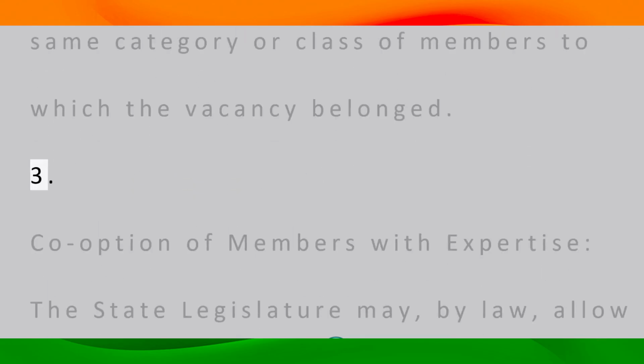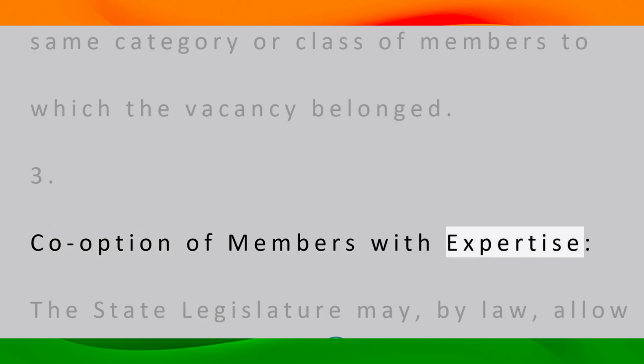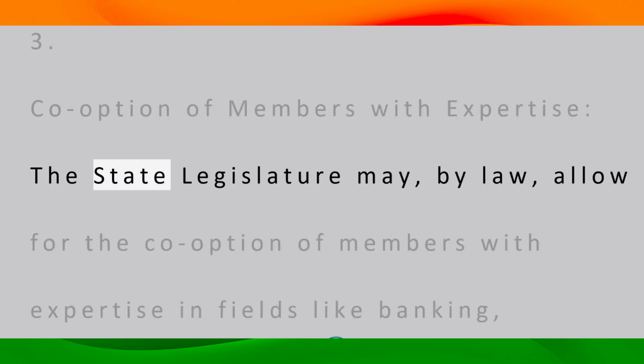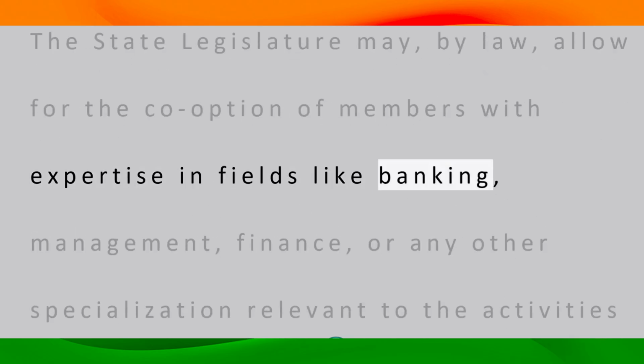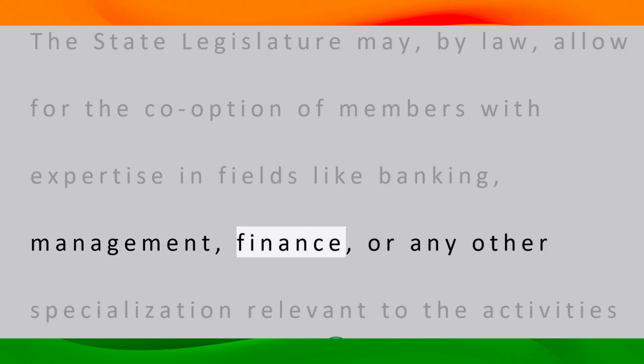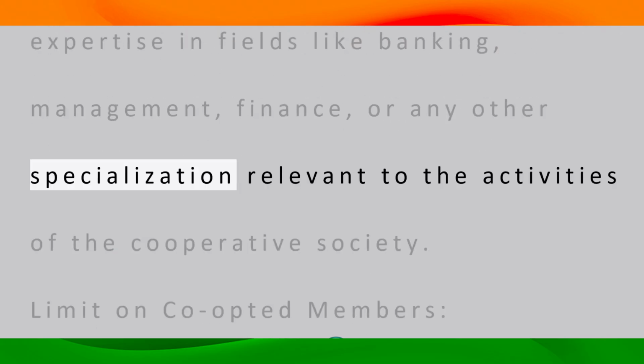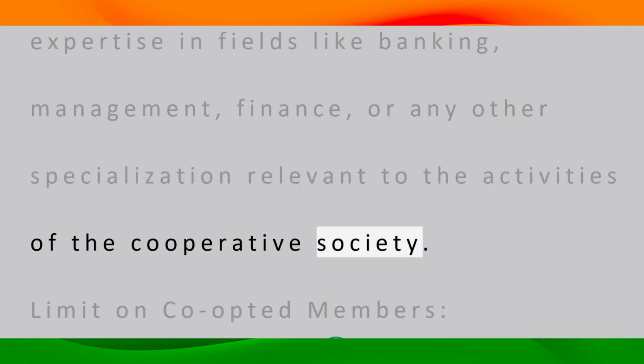3. Co-option of members with expertise. The state legislature may, by law, allow for the co-option of members with expertise in fields like banking, management, finance, or any other specialization relevant to the activities of the cooperative society.